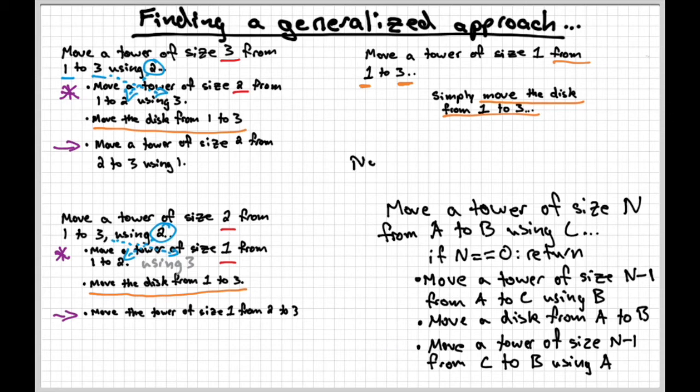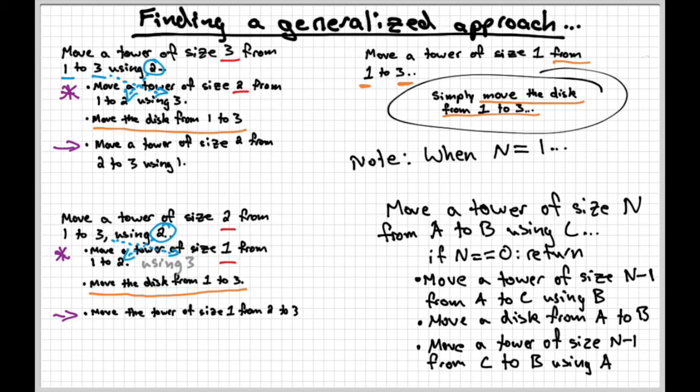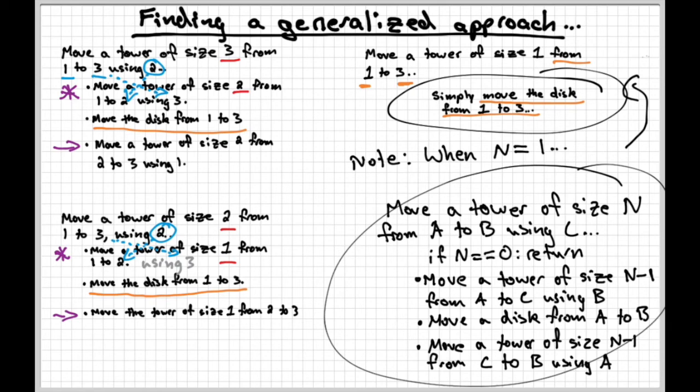Oh, before I do that though, quick note. Please observe what happens when n, or the size of the tower, is simply 1. Our first step then becomes to move a tower size n-1, which is a tower size 0. So that becomes our base case, and that's what we want because we end up with simply moving the disk from 1 to C. What I'm getting at is that this algorithm becomes our description of the solution for moving a tower size 1 when n equals 1, which is what we would expect.